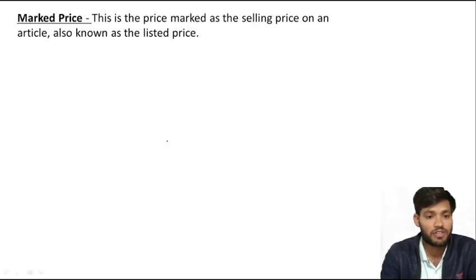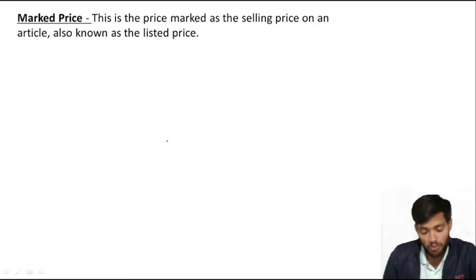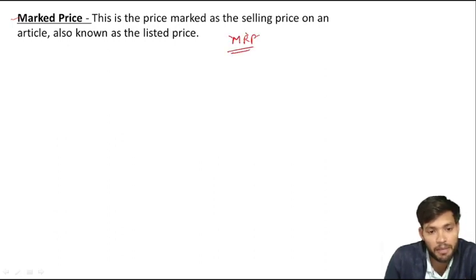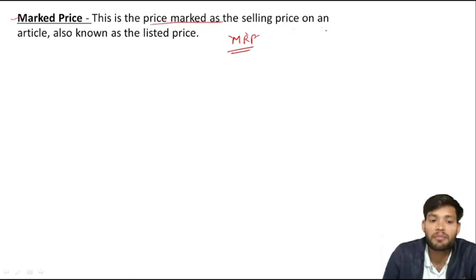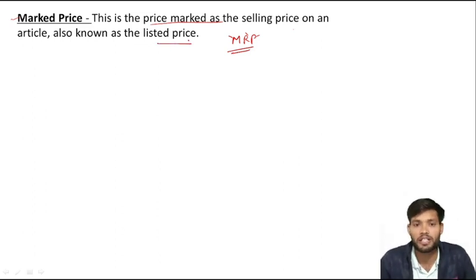Now next question. This is another concept we have to learn about. What is marked price? This is also known as MRP. What is MRP? The maximum retail price. That means this is the price marked as the selling price on an article, also known as the listed price of an article.